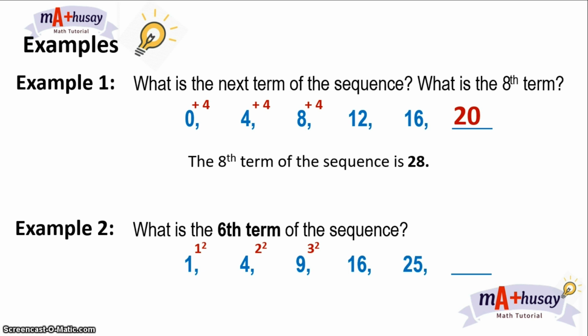Now, we know that we're dealing with the 6th term. So, 6 times 6, or 6 squared, you'll get 36. Hence, the 6th term of the sequence 1, 4, 9, 16, 25 is 36.